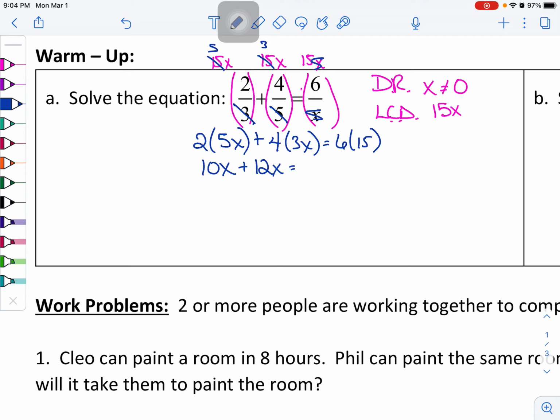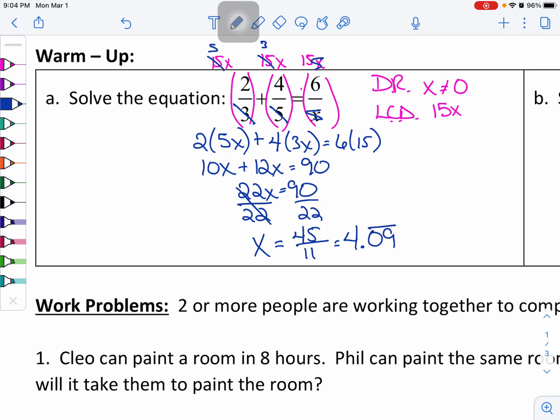And let's see, 6 times 15, I feel like that's 90, but I want to double check. So I grabbed a calculator. It is 90. All right, so 10x plus 12x is 22x. Set that equal to 90. I'm going to divide by 22 on both sides. And I'm going to get x is equal to whatever 90 divided by 22 is. Let's see what fraction that is. So 45 over 11, which is also 4.09 repeating.